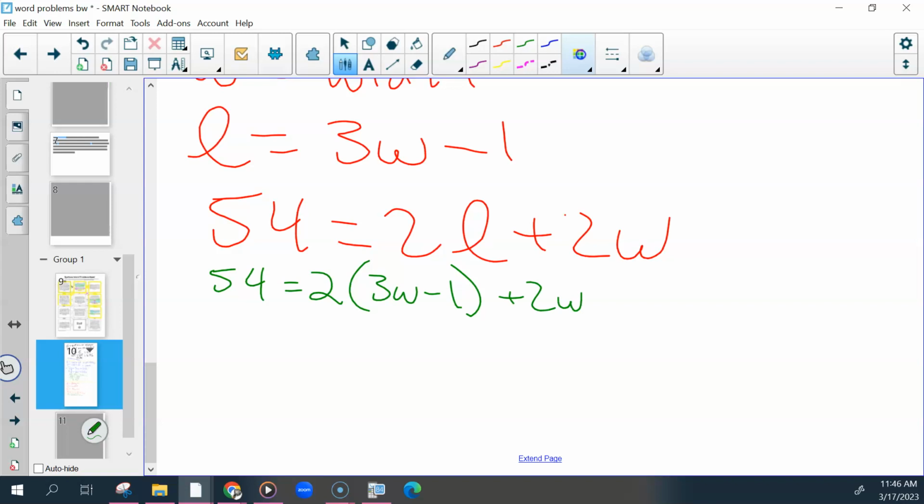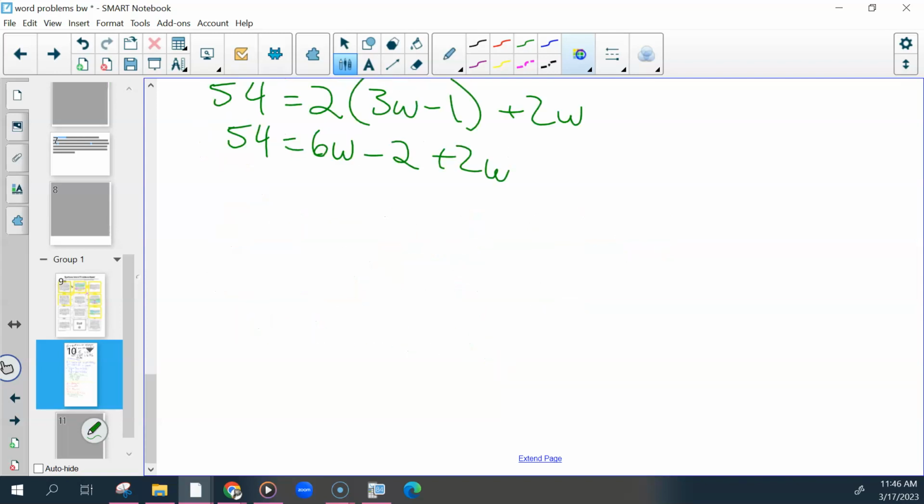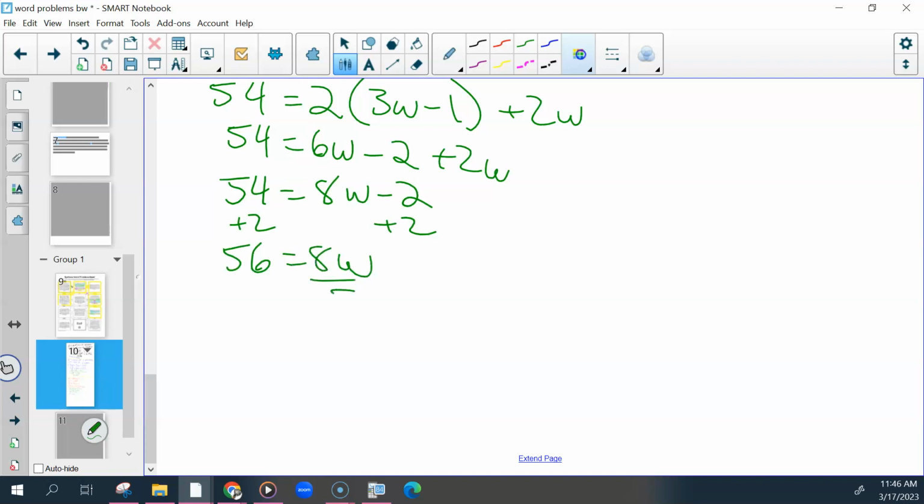Now, as we're substituting, our final answer is supposed to be the length. We're going to end up with the width, and then go back and find it. So distribute, combine like terms, get rid of 2, divide both sides.